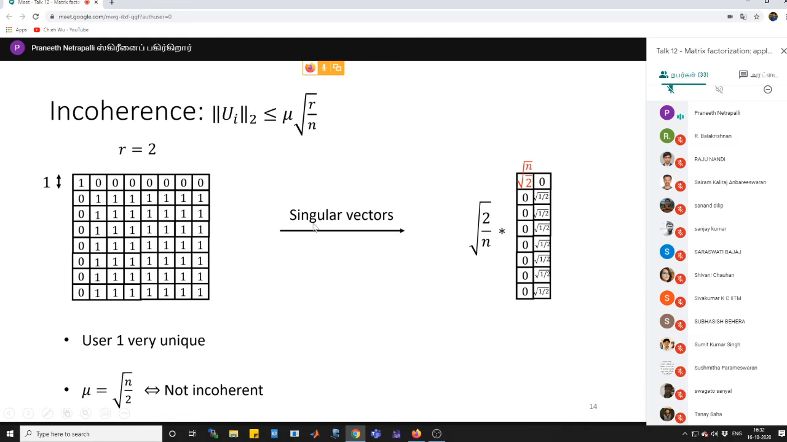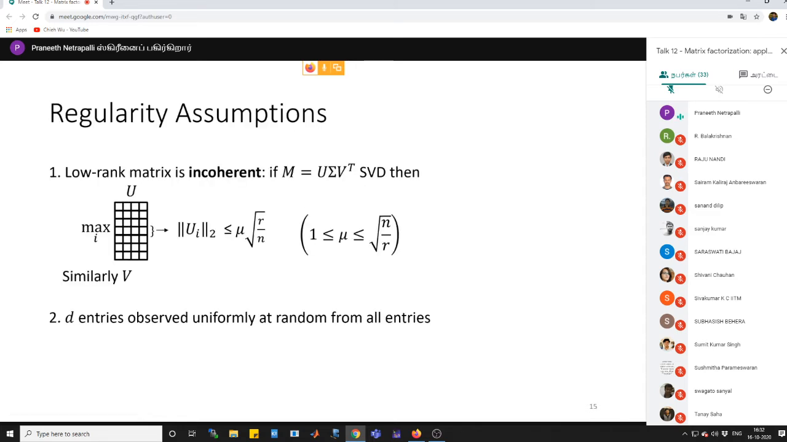So to summarize, we'll look at this incoherence condition, and then there will be a parameter mu for which this incoherence condition will be satisfied, and we will be able to get good results when mu is relatively small. Okay, so the regularity assumptions are as follows.